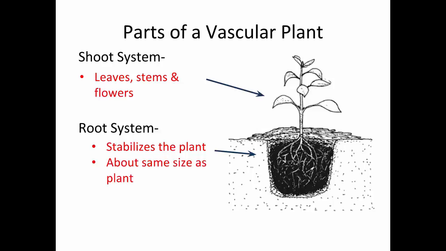And really, we don't imagine it, but the below ground portions of a plant are just about the same size as the above ground portions. So you look at a tree out in that courtyard, about the same amount of material is underground as you're seeing above ground.